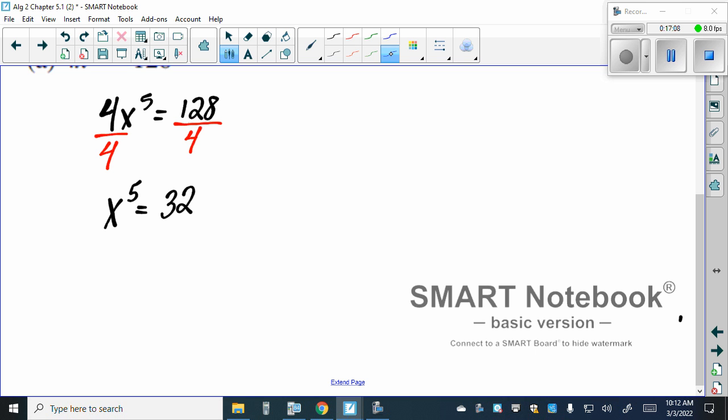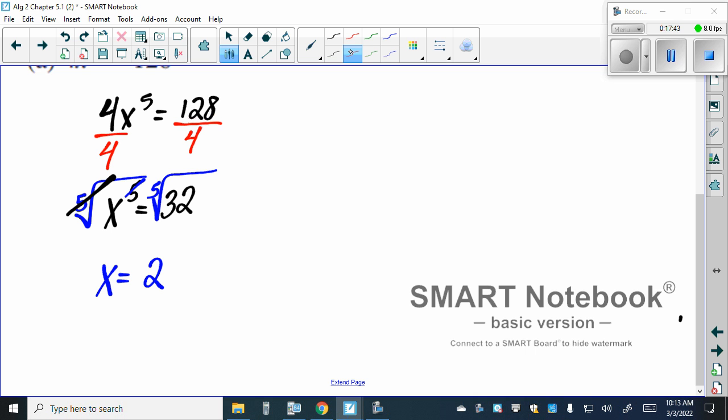And at this point here, we wouldn't square root, we would want to take the 5th root of both sides, because we have x to the 5th. Because what's happening on the left-hand side, here we can just say that these mark out, which leaves us with x is equal to 2.